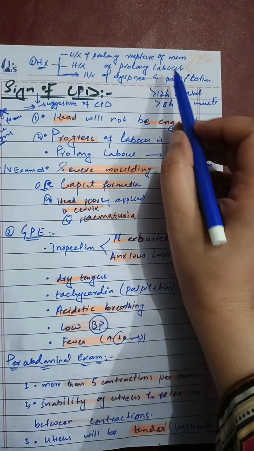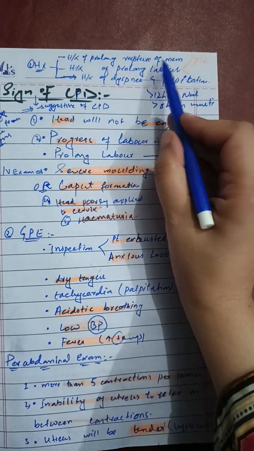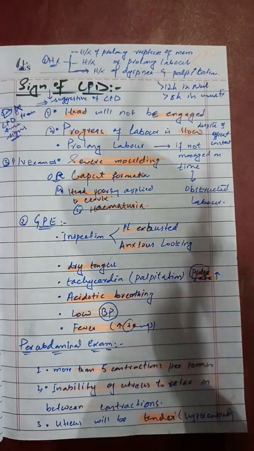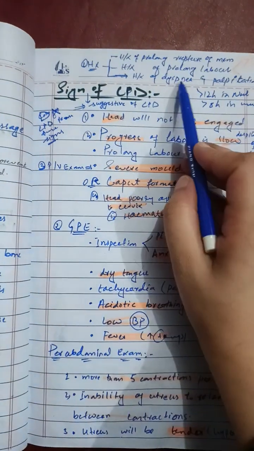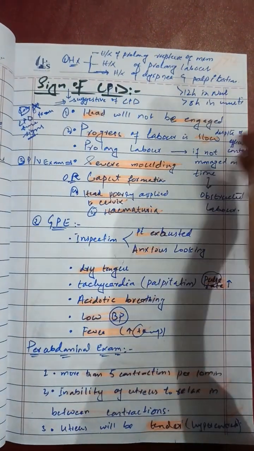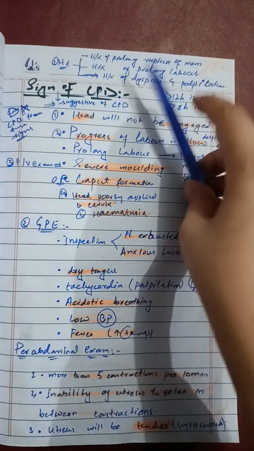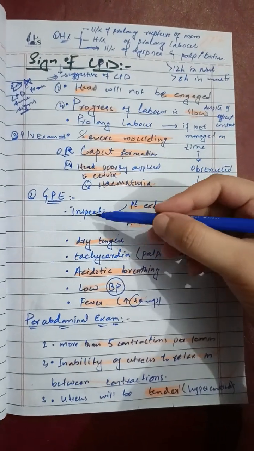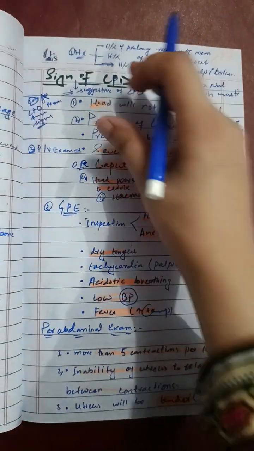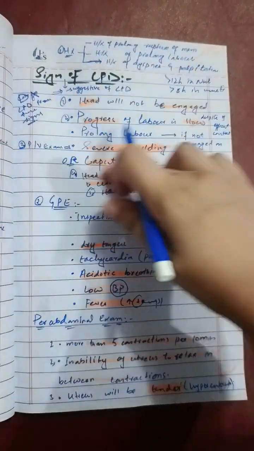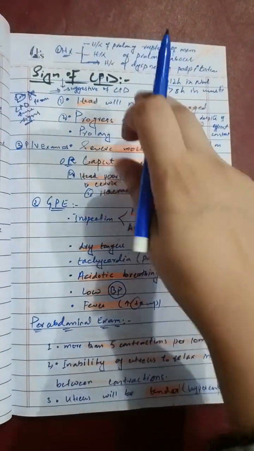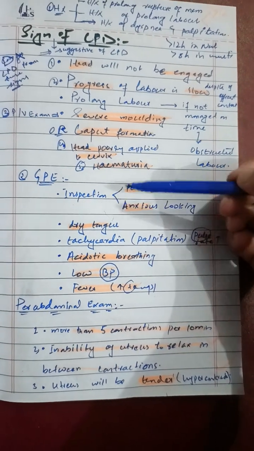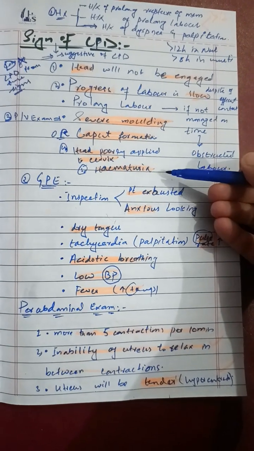If the history is of prolonged labor, or if the amniotic membrane has been ruptured for a long time, or if there is a history of dyspnea and palpitation, we will ask about these things in the history, and then in the general physical examination we will do inspection. Leave this for some time, we will discuss it a bit later. In the general physical examination we will first do inspection. In inspection the patient will be exhausted.